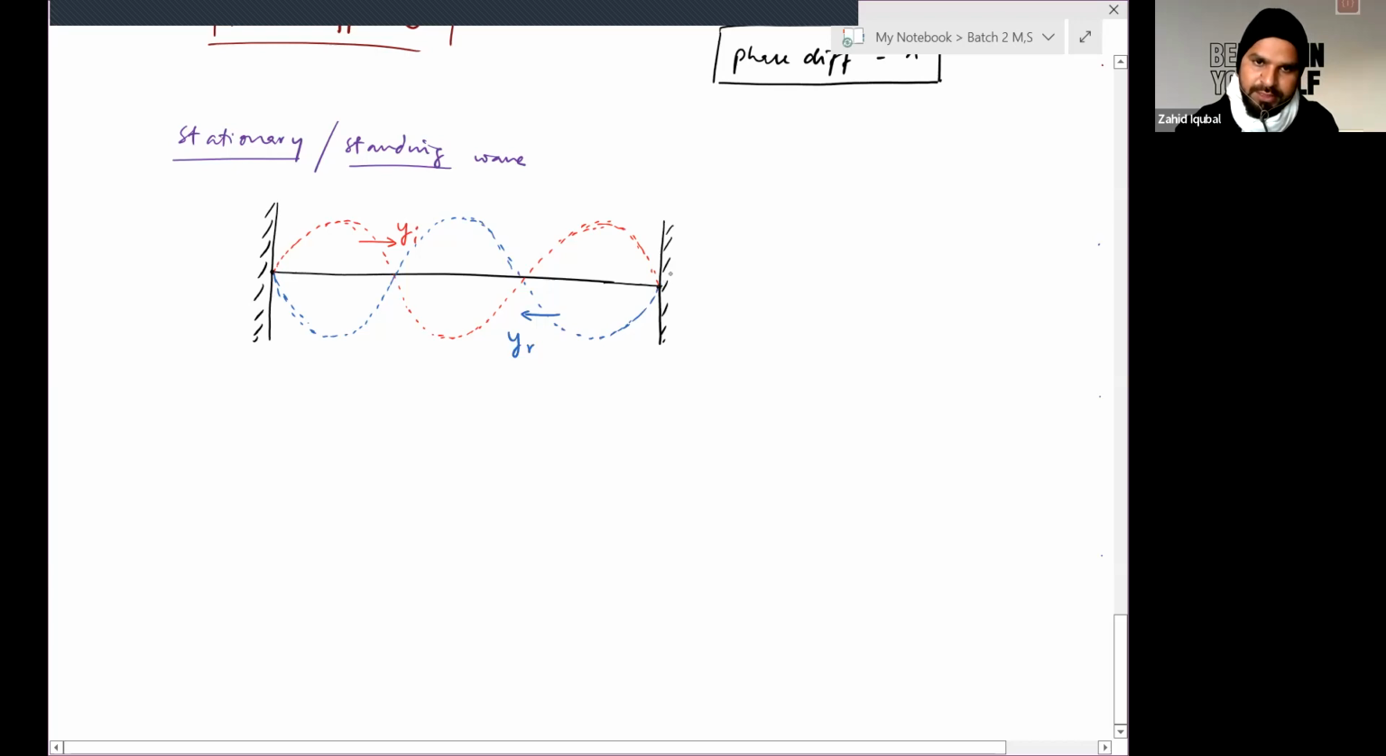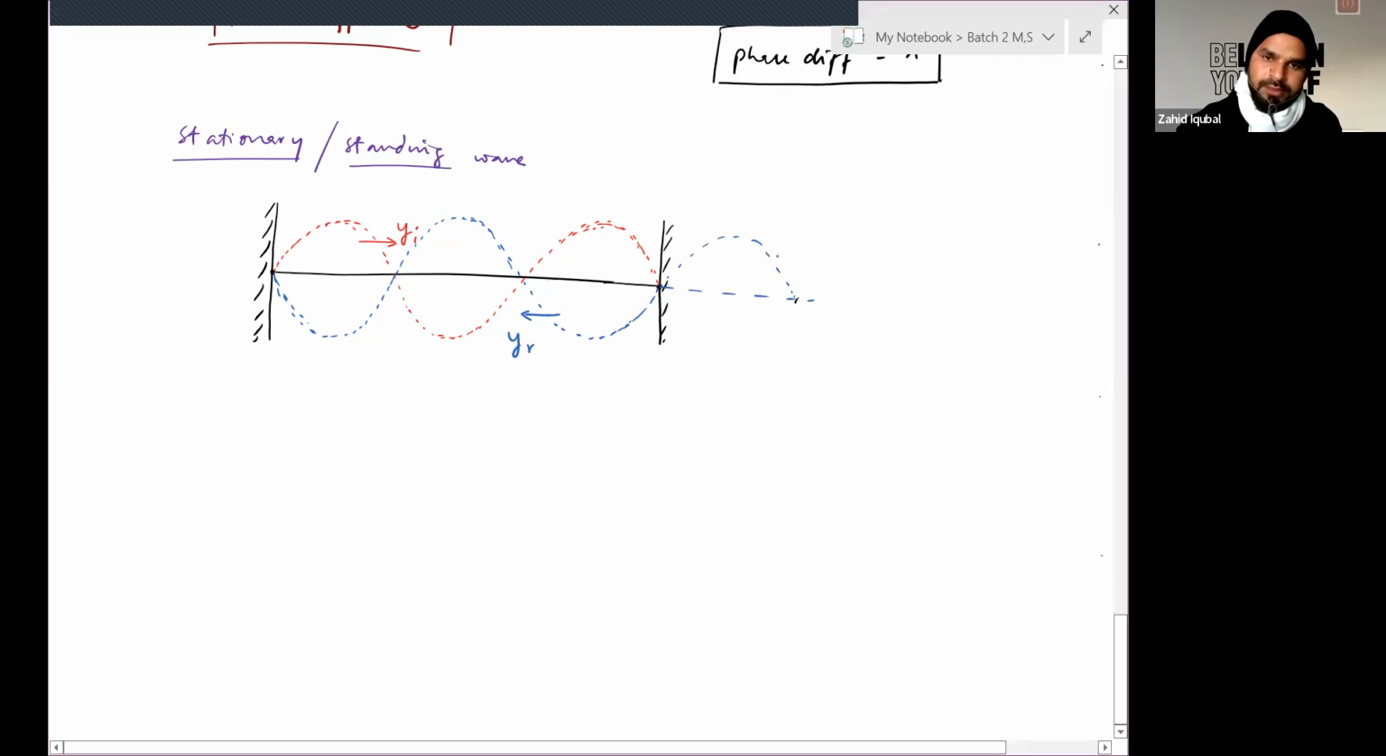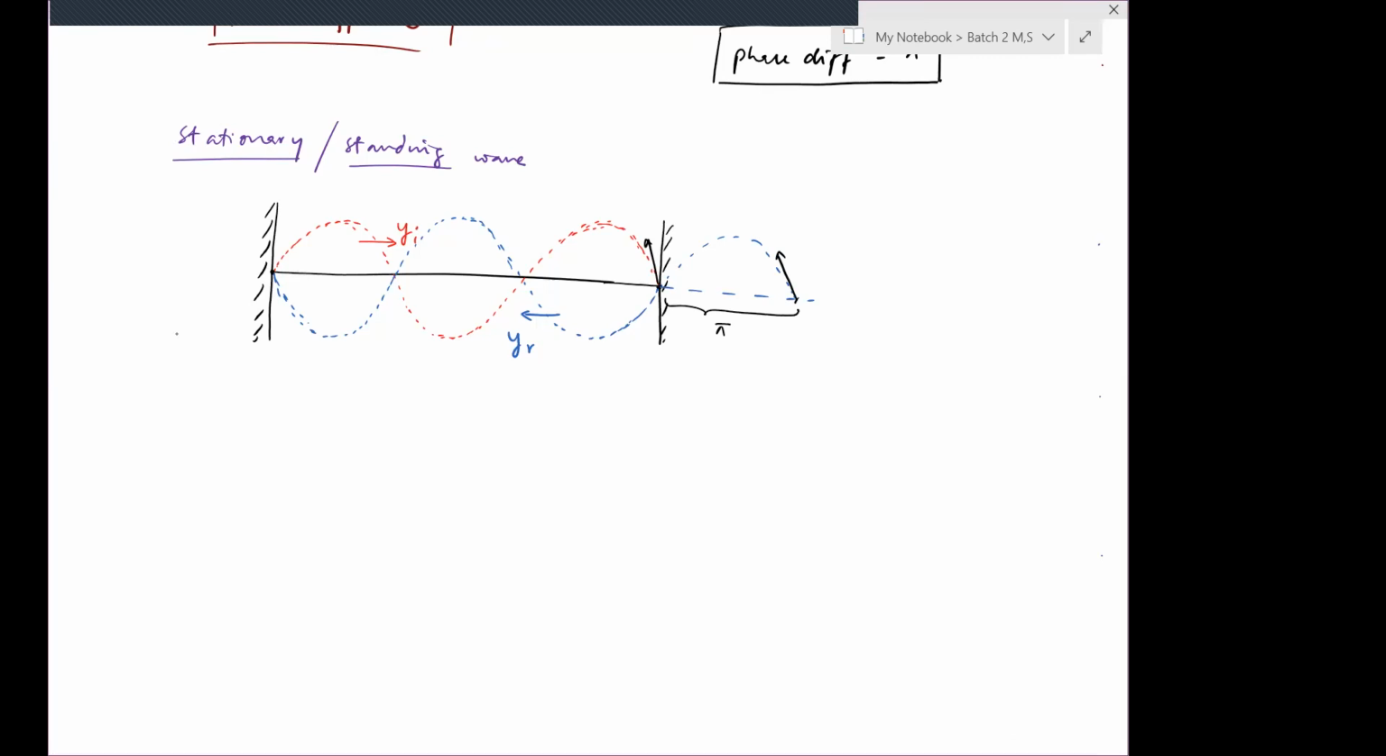If we proceed this particular wave backward to this point to define its phase difference, if both are the same, then the path from this point to this point, or the angle from this point to this point, will be pi. That's why we can say the incident wave and reflected wave differ in phase by pi. Samaira, is it clear? Yes, sir.